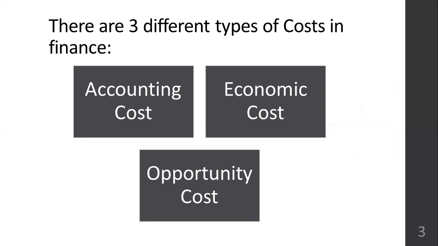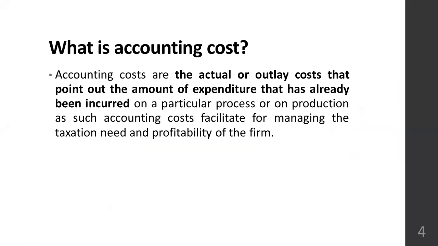There are three different types of cost in finance: accounting cost, economic cost, and opportunity cost. Accounting costs are the actual or outlay costs that point out the amount of expenditure that has already been incurred. For example, if you are planning to build a hospital or run a clinic, you have to spend some money in the area, like buying a land or renting a land or leasing out a property. The money that you have already given for lease, the cost of purchasing. These are cost expenditures that have already been incurred on a particular process or production. That is what we call accounting costs that have already taken place. The expenditure cannot be neglected, it has to take place. So that is accounting cost.